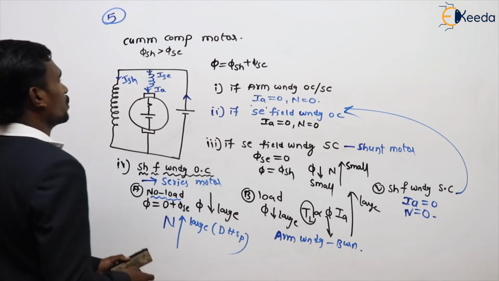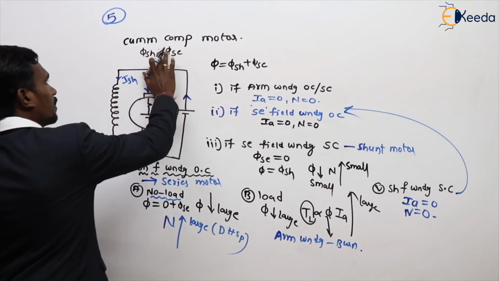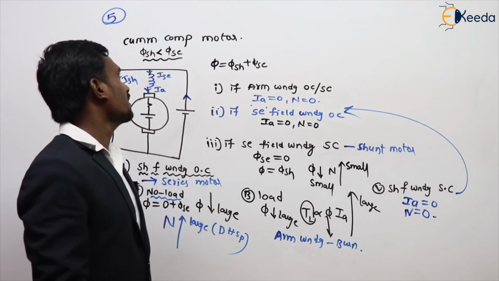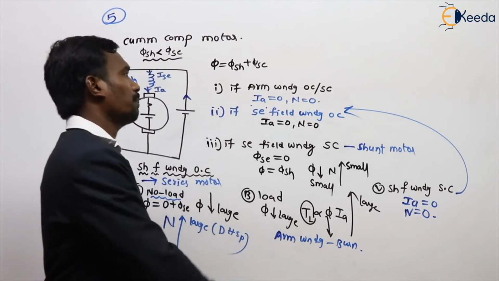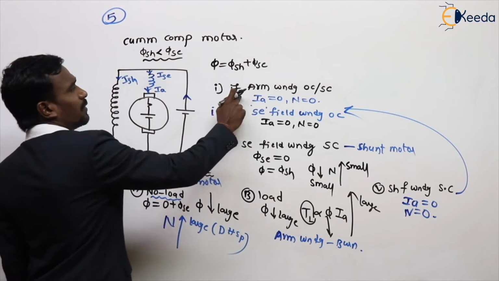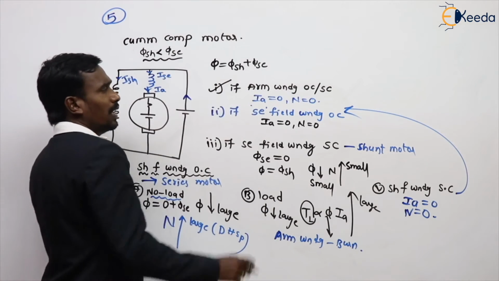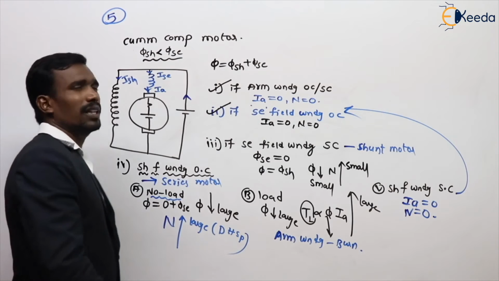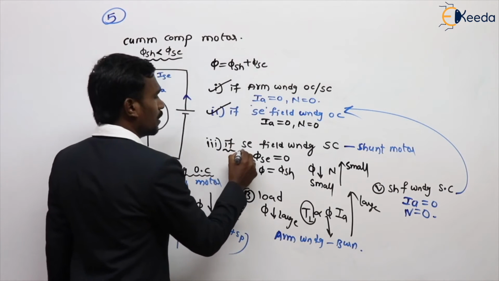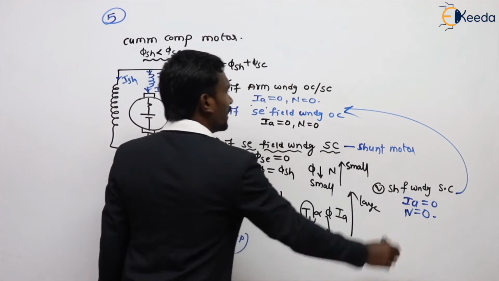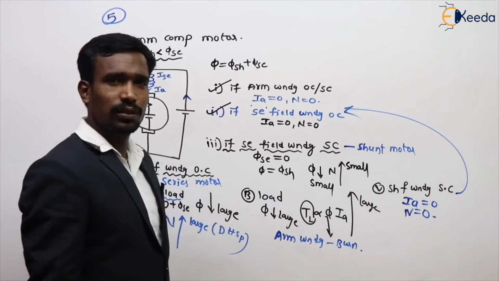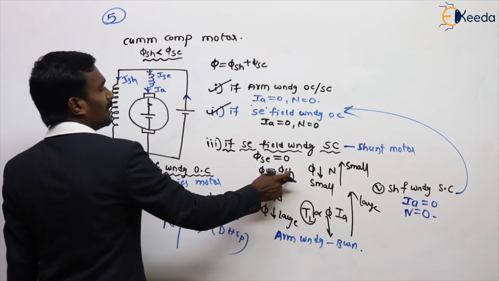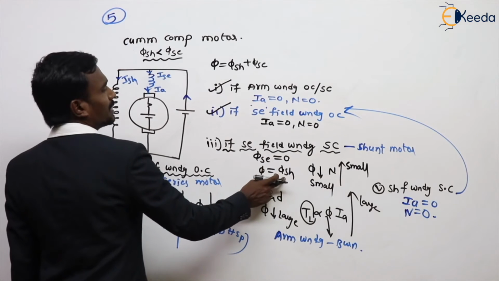Right? If the same question is asked, and they mention that phi sh is less than phi se, or phi se is greater than phi sh, then what happens? Even if the armature winding is open or shorted, this one only. If the field winding is open, nothing will happen. If the series field winding is short circuited, it acts as a shunt motor, of course, because my phi se is 0. When phi se is 0, we have only phi sh. When we have only phi sh, what happens?